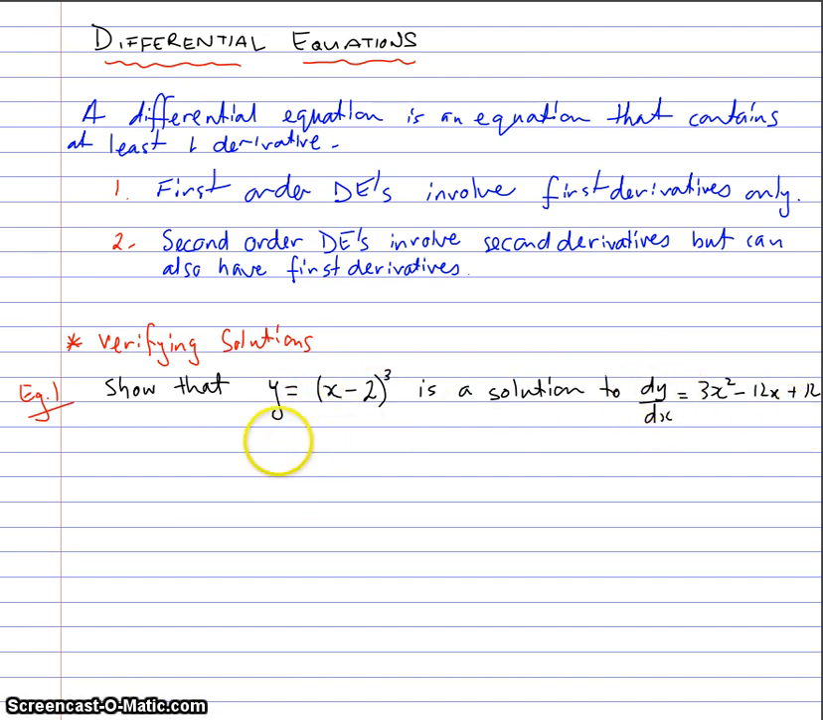Now in order to show that this is a solution to this differential equation, we're starting with this equation, and now we're going to differentiate. So we differentiate both sides with respect to x, or just simply find the derivative. Differentiate y with respect to x. So the left hand side we can write as dy/dx.